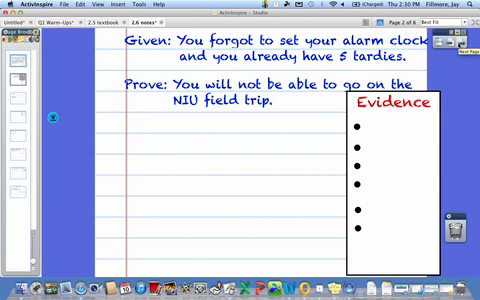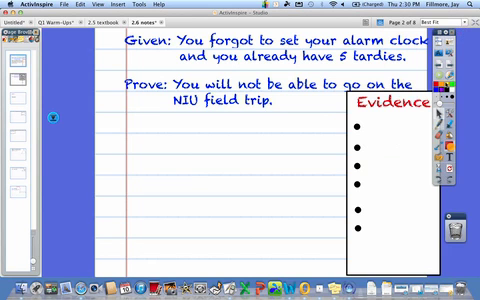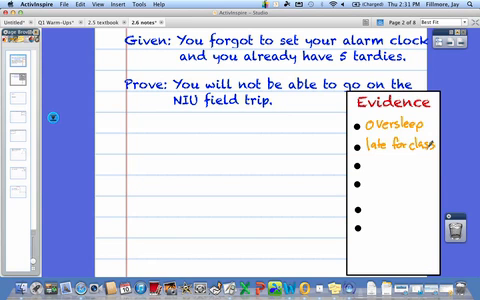Another life example is you forgot to set your alarm clock and you already have 5 tardies. I want you to prove that you will not be able to go on the NIU field trip. If I were to go through all the steps of logic, well, if you forgot to set your alarm clock, then your alarm won't wake you up, so maybe you'll oversleep. If you oversleep, then you'll be late for class. Whether you missed the bus or you just didn't have enough time to get dressed and brush your teeth and eat breakfast and things like that.